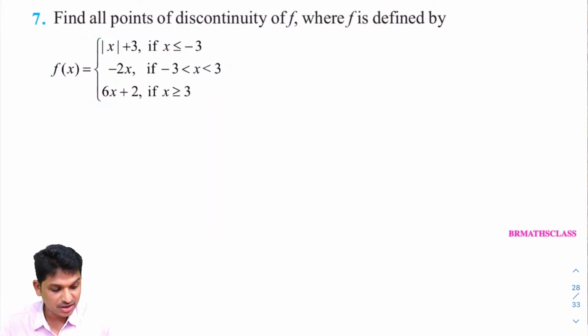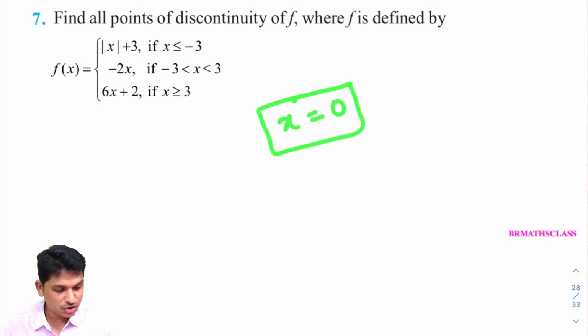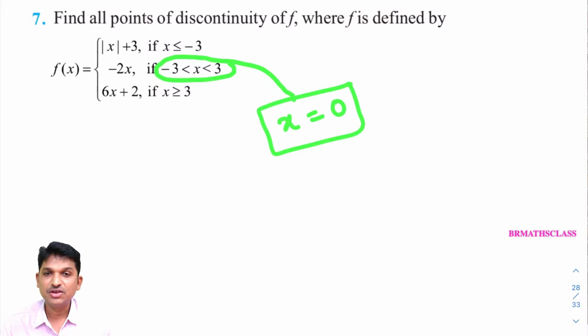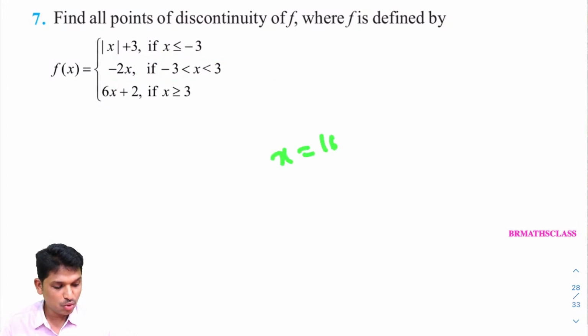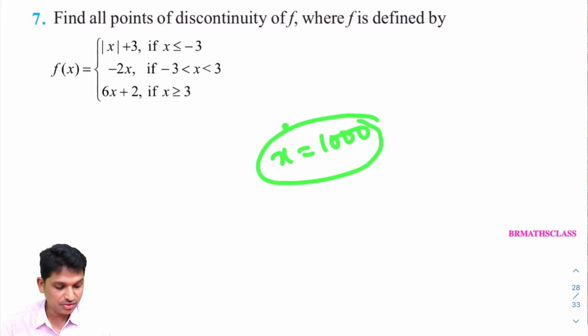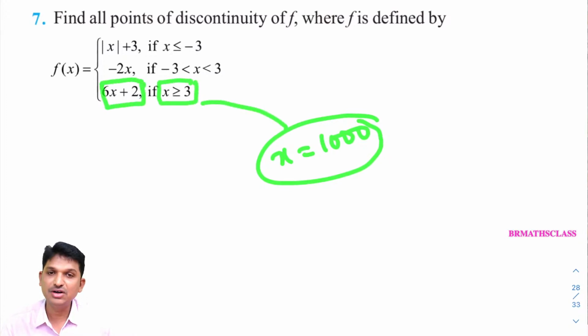For example, x equal to 0. Then which function to choose? You observe 0 is in this interval, so when x equal to 0, we need to choose this minus 2x. When x equal to 1000, then which function to choose? 1000 is greater than 3, so I need to choose the third function.